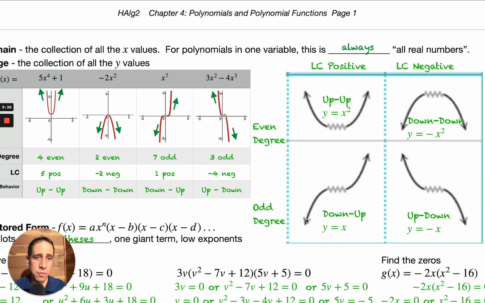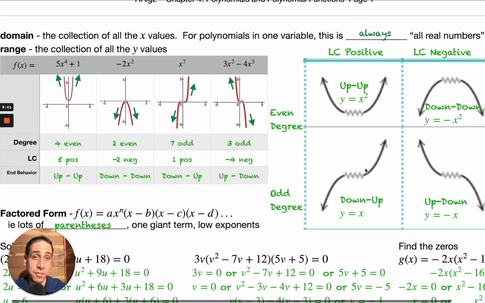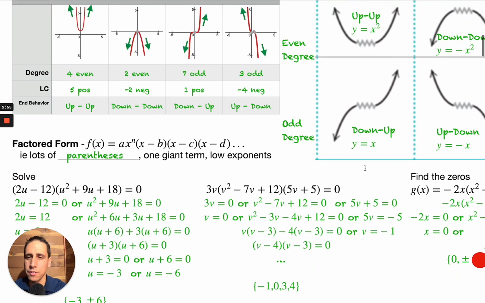And over here, what used to be down, up, on the graph of y equals x is now y equals -x, and it gets flipped to up, down. This is a handy little chart to have memorized. And when the time comes, I know we'll practice it enough that eventually memorizing it will be a bit easier.